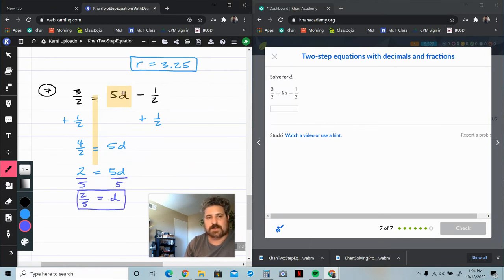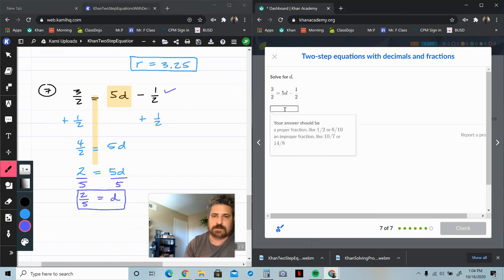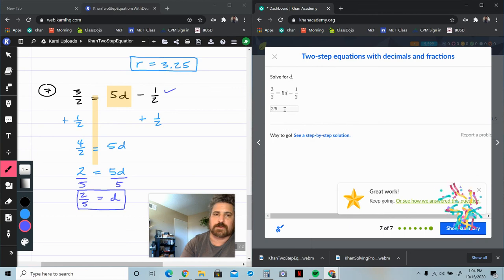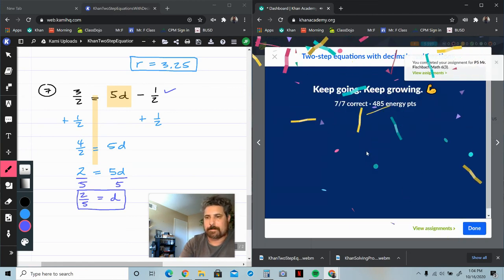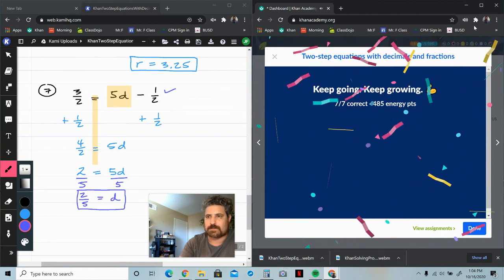Check it. 5 times 2/5 is going to be 2. Is 2 take away 1/2, or 4/2 take away 1/2, equal to 3/2? Yes, it is. So we know the answer ultimately will work. So we just do 2/5 and we're done. And that's how you do it. Let's just stop this now.